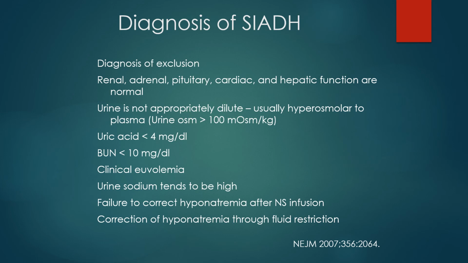The uric acid and BUN levels are typically low due to hemodilution from water retention. Patients tend to be euvolemic. A normal saline challenge will lead to a lower sodium level because the urine is highly concentrated, so any sodium chloride you give will be excreted in a small volume of urine, while the rest of the volume you give will be retained as free water. Fluid restriction is often necessary to help correct the sodium level.